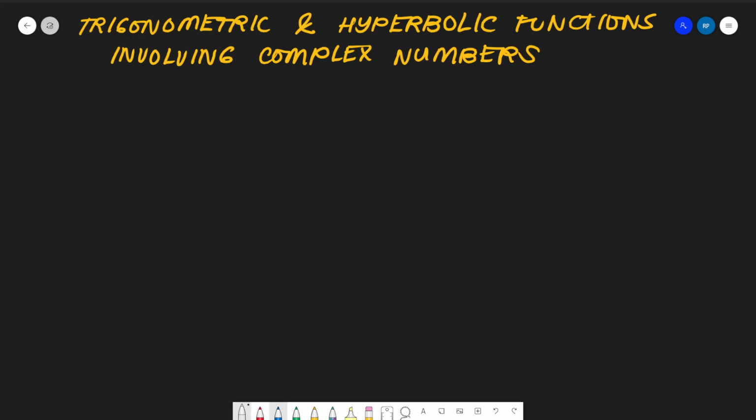So, a little review first. We all know that the exponential form of a complex number is e raised to j theta, right? And this is equivalent to, in our trigonometric form, cosine theta plus j sine theta. So that is our exponential and trigonometric form of a complex number.